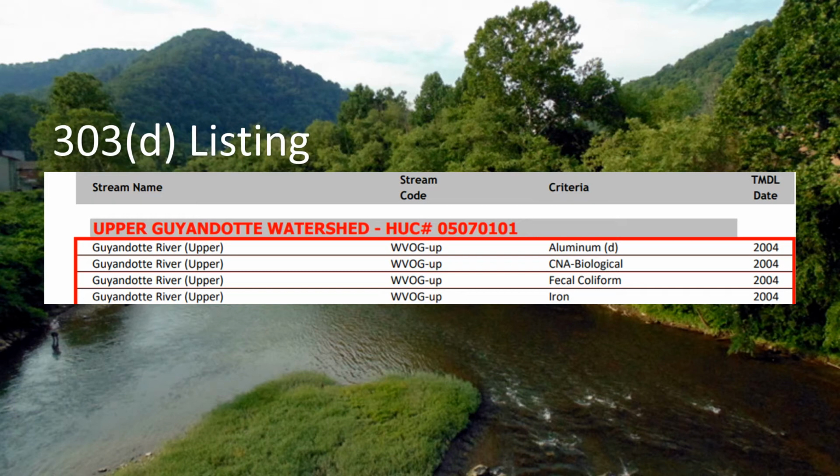So the Guyandotte River, particularly the upper section of the Guyandotte River, is listed on the 303(d) list. We have it listed for aluminum, the CNA biological, fecal coliform, and for iron. These were listed in 2004, but it is also on the 303(d) list for 2016.